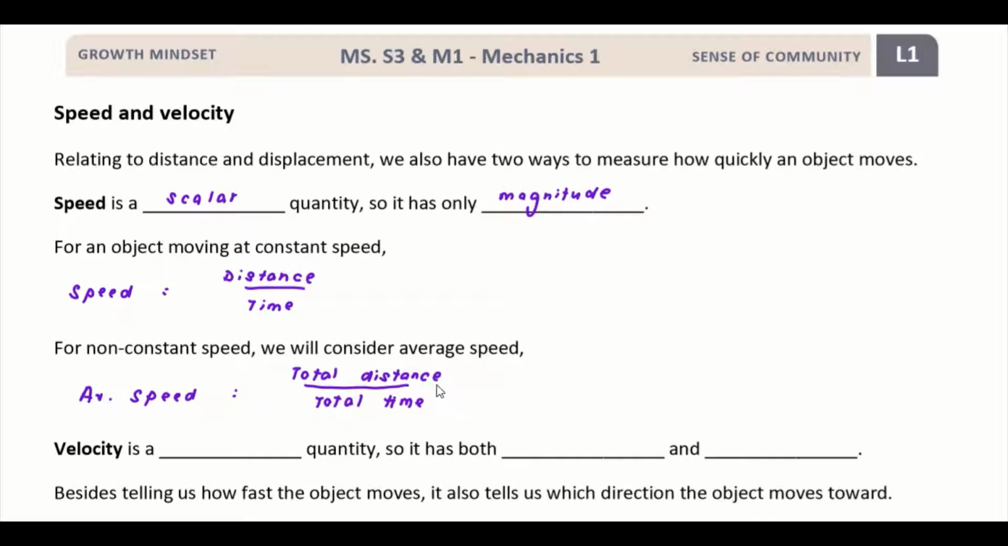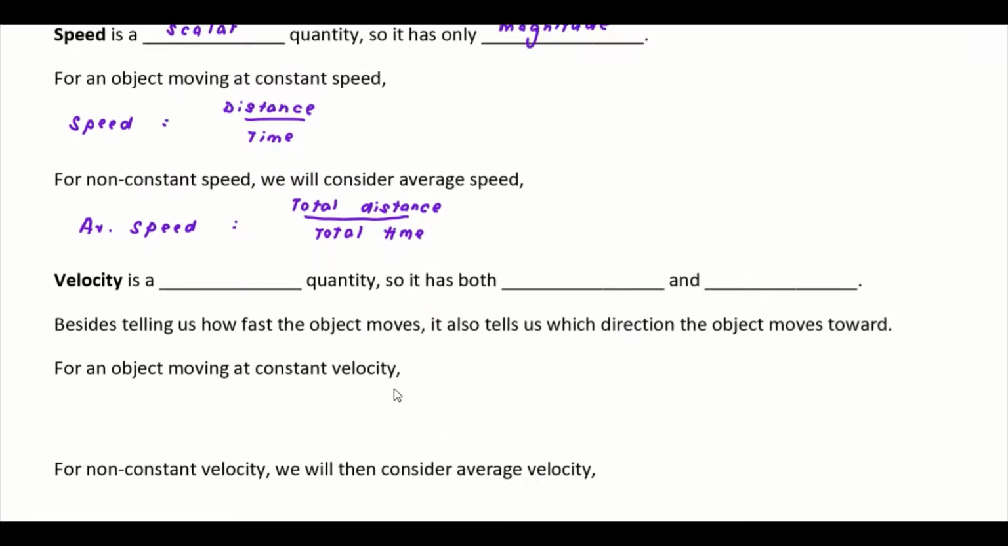Next, we move on to velocity. This is related to displacement, so it is a vector quantity. Similar to displacement, it has both magnitude and direction. Besides telling you how fast the object moves, it also tells you the direction of the object. If you have a positive velocity, the object is moving in the direction that you assume as positive. If it's negative, it's going in the opposite direction.